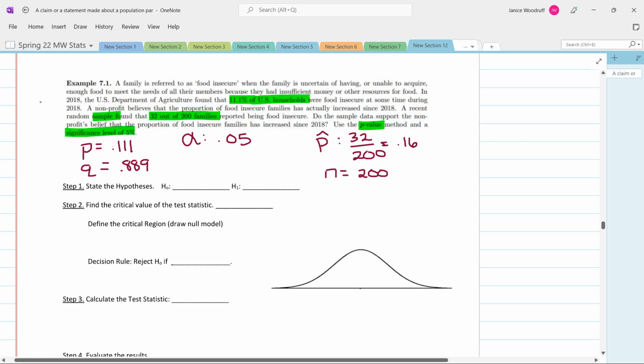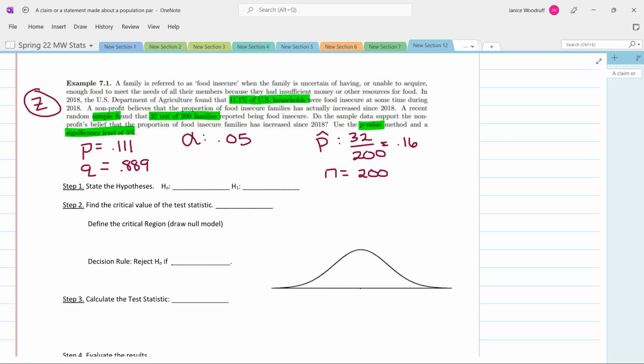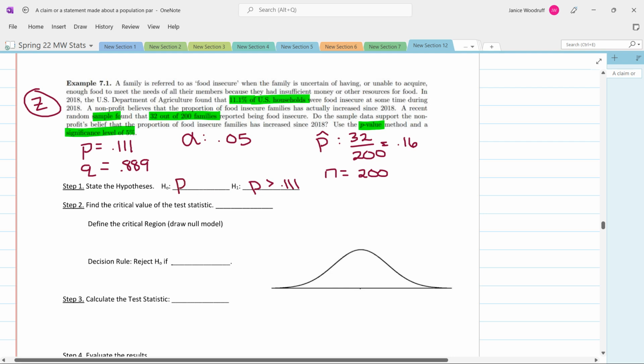We notice that it's a proportion, so that means we're using a z. Then we want to do our hypotheses. The last sentence says, do the sample data support the nonprofit's belief that the proportion of food insecure families has increased since 2018? That means that's the alternative hypothesis. The alternative hypothesis is that p is actually greater than 0.111. That last sentence gives us our alternative. The null hypothesis then is just the opposite, that p is less than or equal to 0.111.